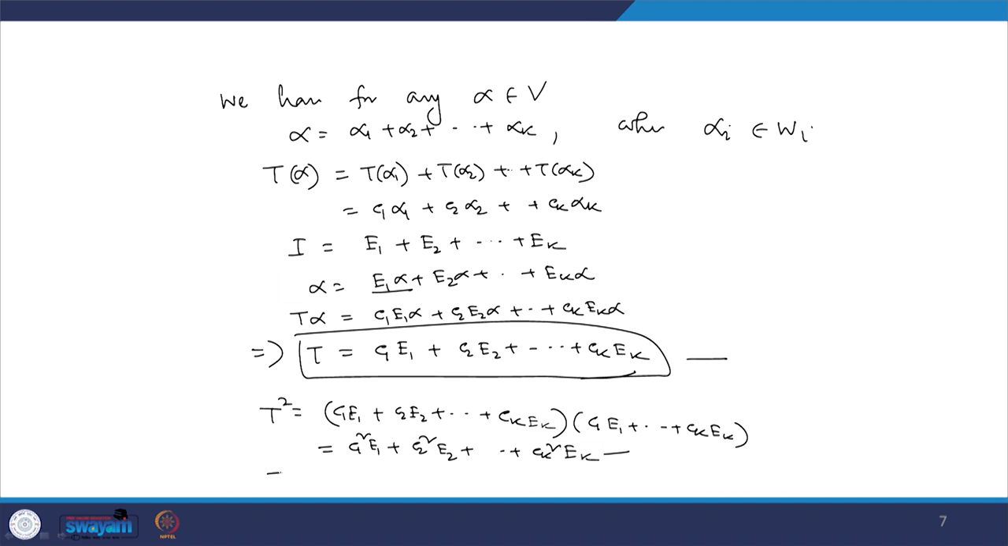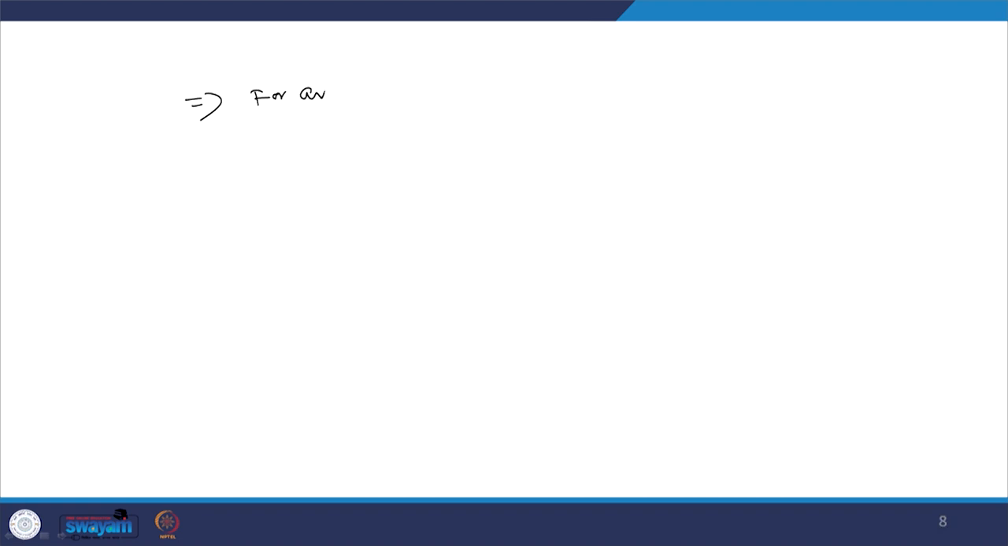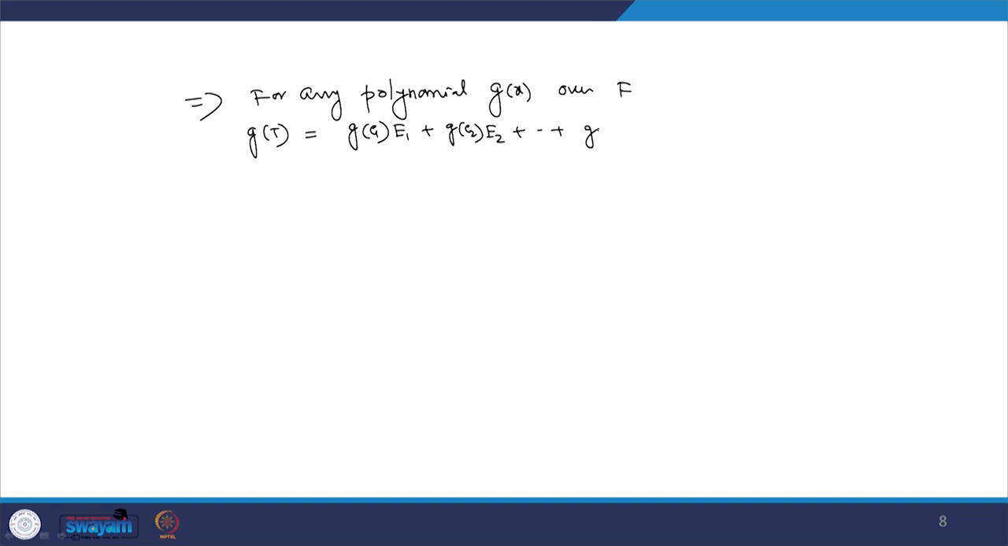So, in general, T to the power r will be C1 power r E1 plus, you know, Ck power r Ek. Okay. So, this implies that for any polynomial g(x) over the field F on which the vector space is defined, g(T) will be equal to g(c1) E1 plus g(c2) E2 plus g(ck) Ek. So, the operator g(T) which is defined over the vector space V, I see that having typical structure which is equal to g(c1) E1 plus g(c2) E2 plus, like this.